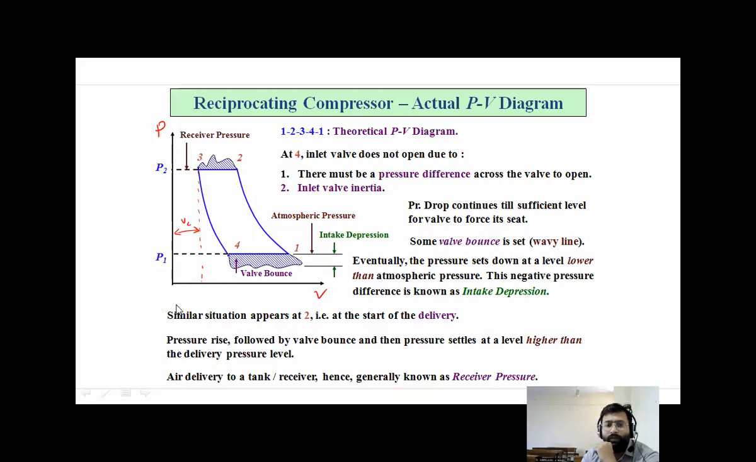A similar situation appears at 2, that is, at the start of delivery. Pressure rise is followed by valve bounce, and the pressure settles at a level higher than the delivery pressure level. Air is delivered to the tank, called the receiver, so the discharge pressure is also called the receiver pressure.